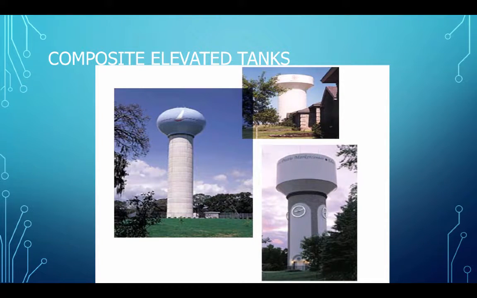So here are a few examples. These are composite elevated tanks, composite referring to the materials. So these are going to be concrete and steel pillars, and the tank itself might be steel or a polymer or a combination of the two. So here we have one that's an ellipse and an ellipse, so it'll be double elliptical. This is a cone with a cylinder part. Here's another cone with a cylinder part.